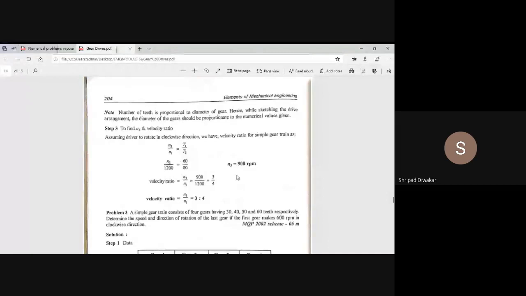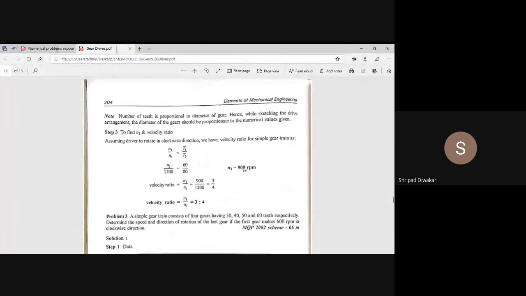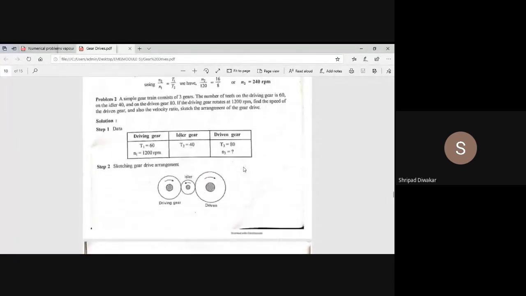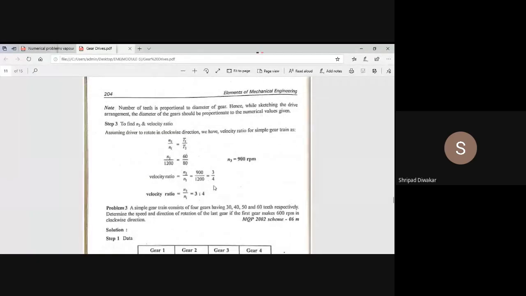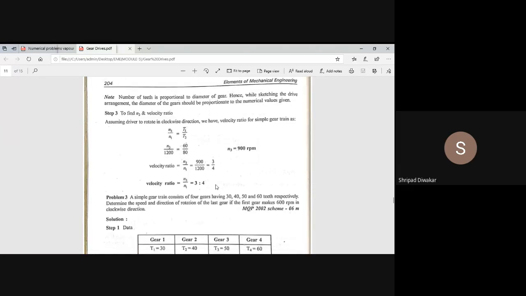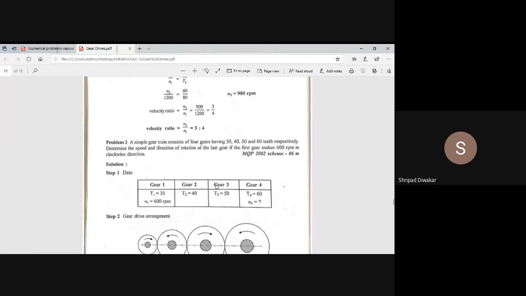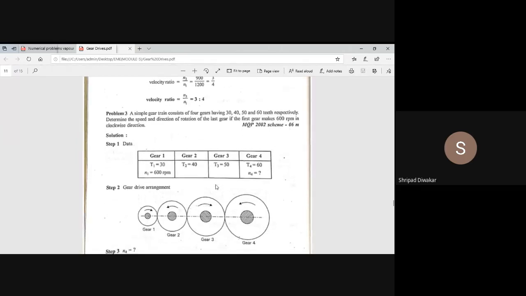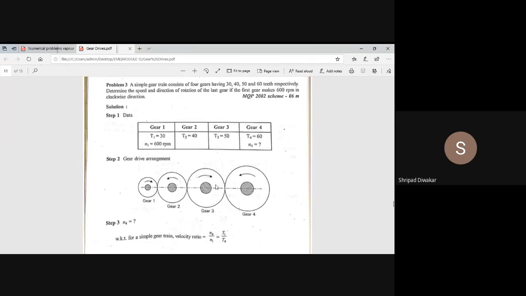0.75 in driven gear. Next, our aim is to calculate the speed ratio. Speed ratio is N3 by N1. N3, just now we got it as 900 rpm, and N1, the speed of the driving gear, is 1200 rpm. So 900 by 1200 is the speed ratio, or it is 3:4. That is, N3 by N1 is 0.75. That is the speed ratio in case of a simple gear train. We are having one idler gear in the gear arrangement.